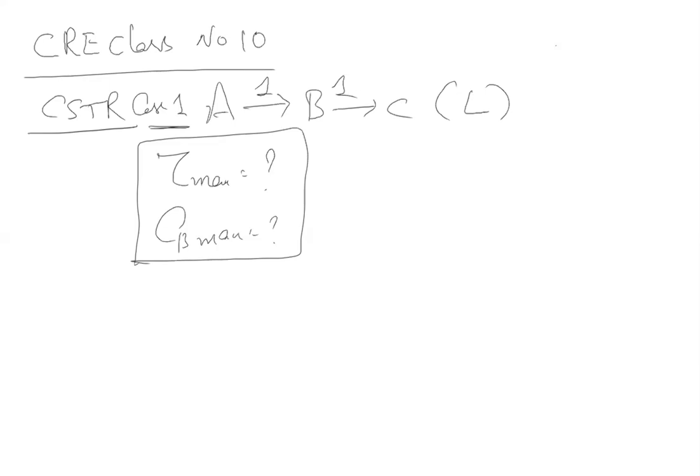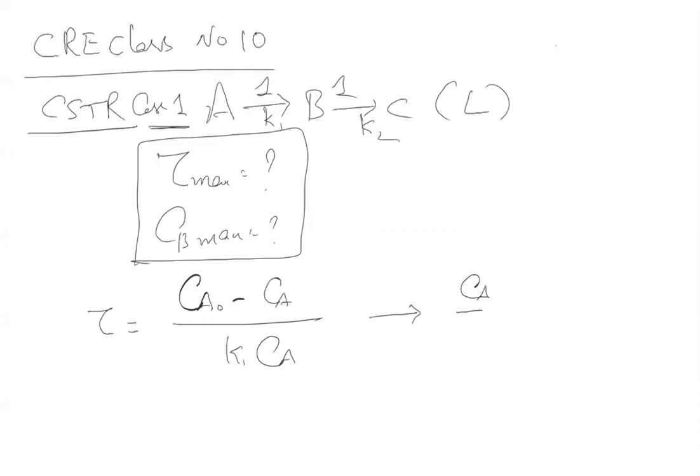So I'll write the performance equation of CSTR: tau with respect to A is CA naught minus CA, divided by the rate. This is, let's say, rate constant K1, and this is rate constant K2. So this is K1 into CA. If we simplify this one, you will get CA by CA naught is equal to 1 by 1 plus K1 into tau. This is the equation that you get.